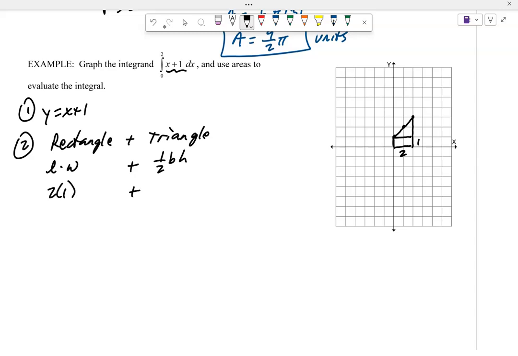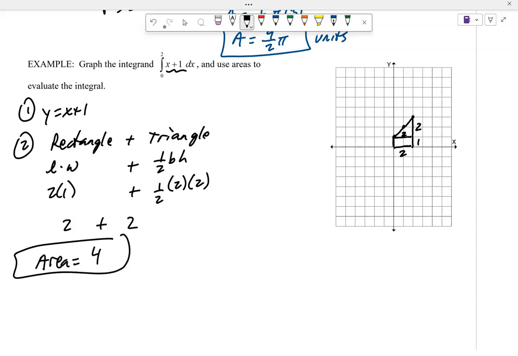And then our triangle has 1/2. The base of the triangle is also 2 right there, and its height is 2. I got 2 plus 1/2 of 4, which is 2. So this area, of both of those together, is 4 square units.